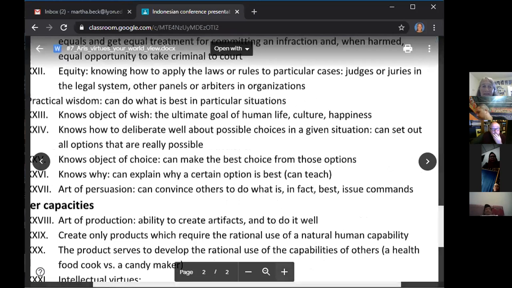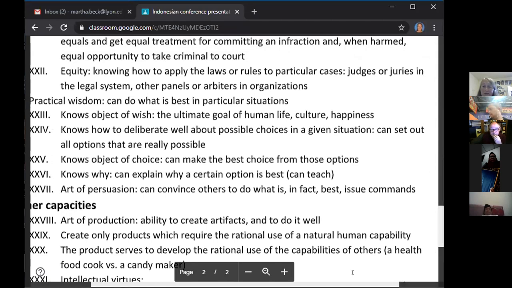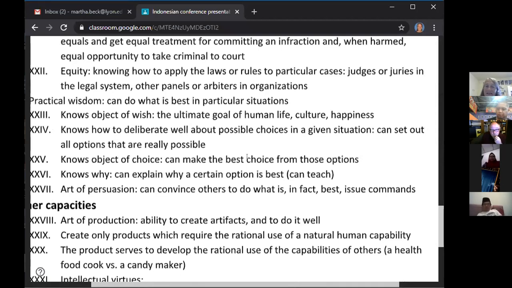So practical wisdom, the art of deliberation. The object of wish, the ultimate goal, is flourishing. So a person knows how to talk a situation through. What are the possible options? We're not going to say perfection is possible, or be too cynical, or be too idealistic. What are the real options? And then you pick one and run it through and argue. You have to have a good argument for why this one is better than that one, right? But that's all he can say. He's not an ideologue, right? It's just you take a situation.